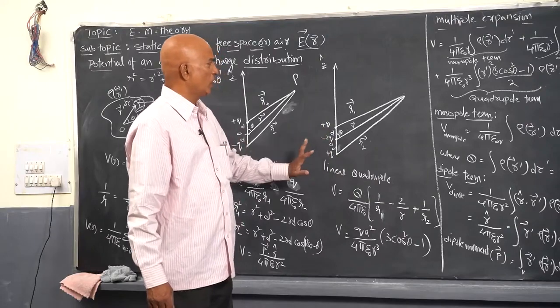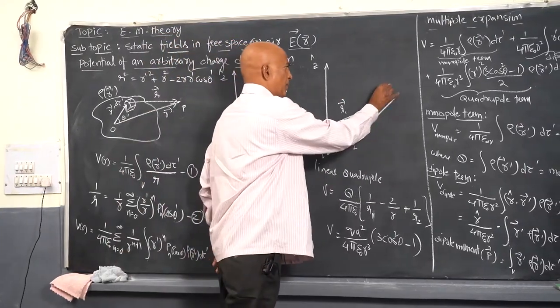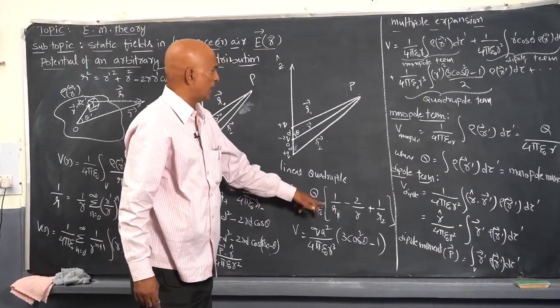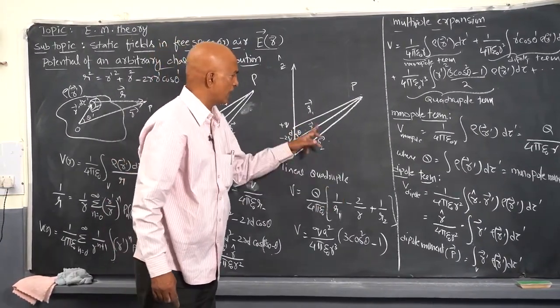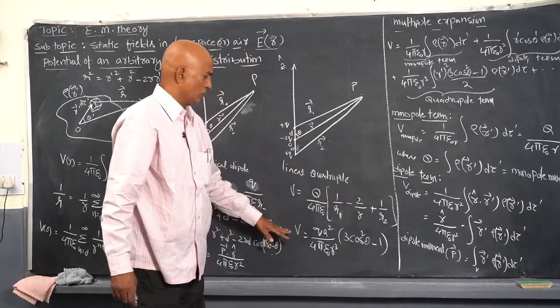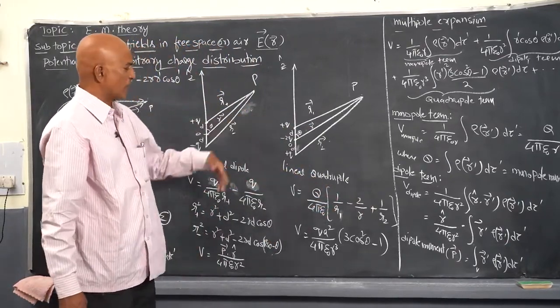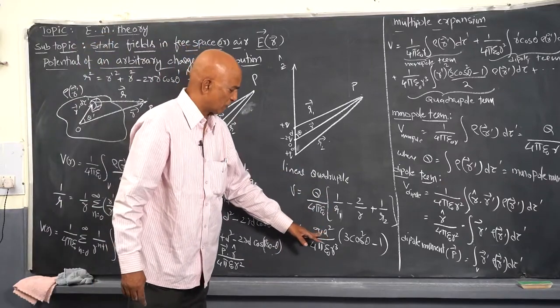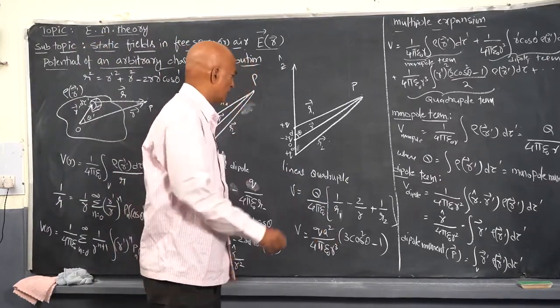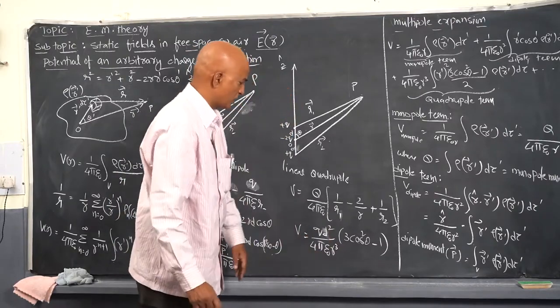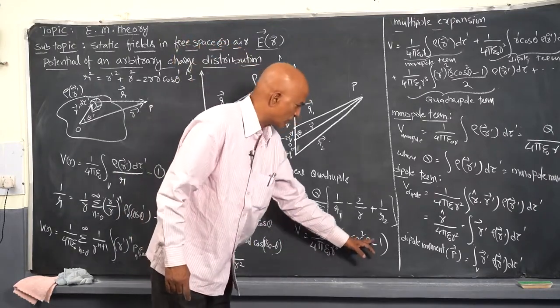For this linear quadrupole, when you are calculating the potential at point P, V is equal to q by 4 pi epsilon naught into 1 by r1 minus 2 by r plus 1 by r2. When you simplify, substituting the r plus and r minus values using the cosine rule, you will get q d square by 4 pi epsilon naught r cube into 3 cos square theta minus 1.